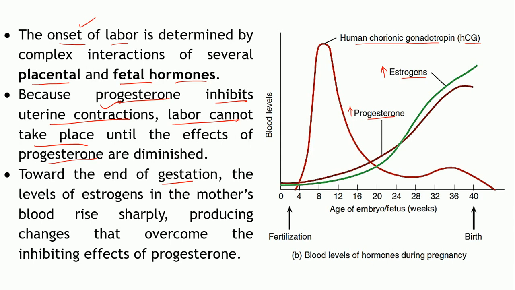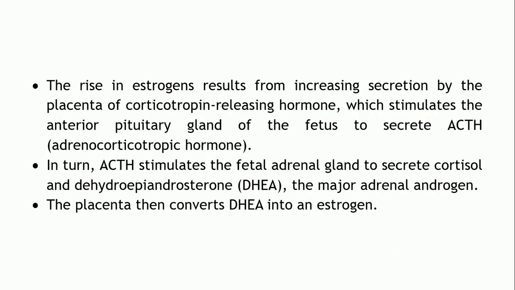So when the levels of estrogen increase, they overcome the action of the progesterone. This increase in estrogen results from the increase in the secretion of certain placental hormones. Why does it rise suddenly? That's because of the release of corticotropin releasing hormone. Now corticotropin releasing hormone is the hormone released from the hypothalamus, right? What is the action of this hormone?